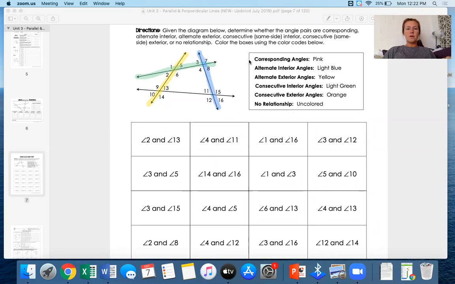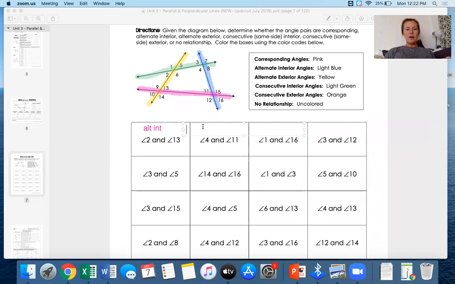So we're gonna go across the top row first, and then we'll go down. So 2 and 13, you're just naming these angles. What kind of angles are 2 and 13? 2 and 13 are both on the yellow transversal and they're on alternating sides and they're on the inside. So they would be alternate interior. All you're doing is giving me a vocabulary word like that.